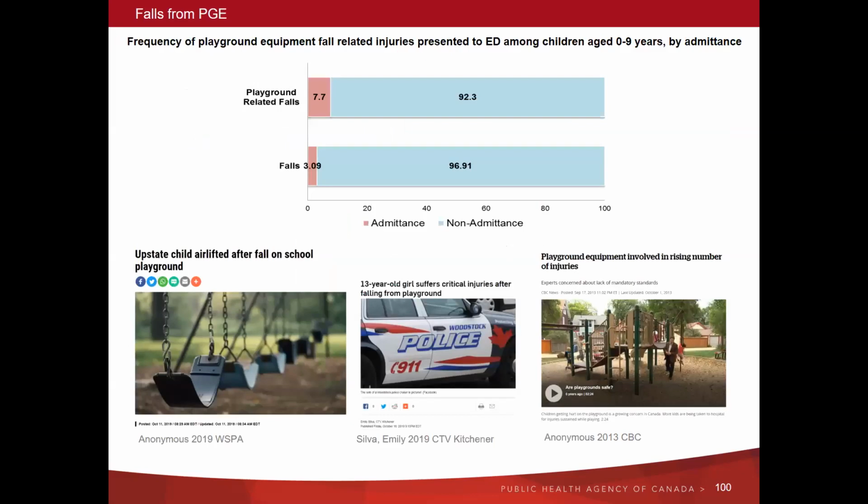As you can see through this graph, playground falls are much more serious than other types of falls, as they're more likely to require hospitalization. And these are some articles that I picked up from recent news articles, just to underline the seriousness of playground-related injuries.